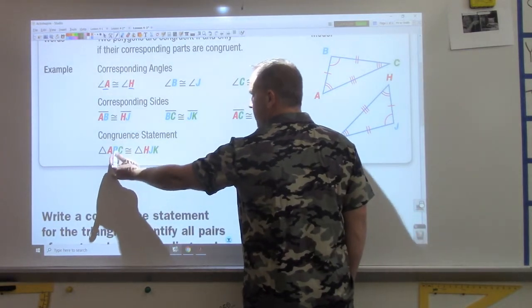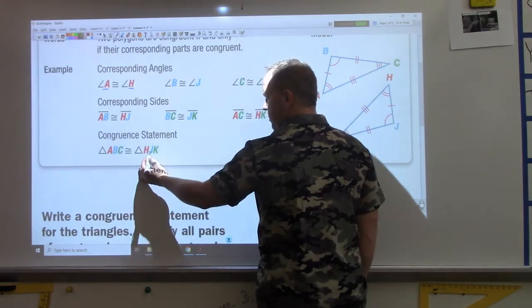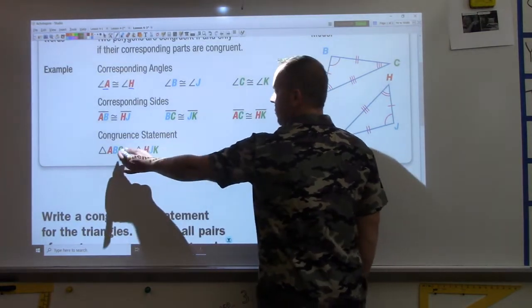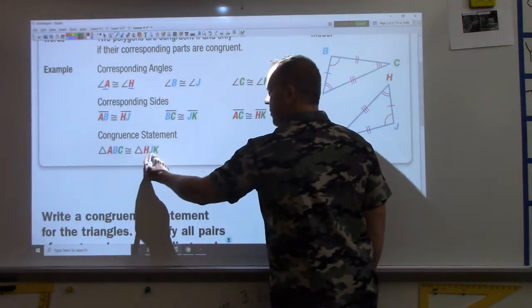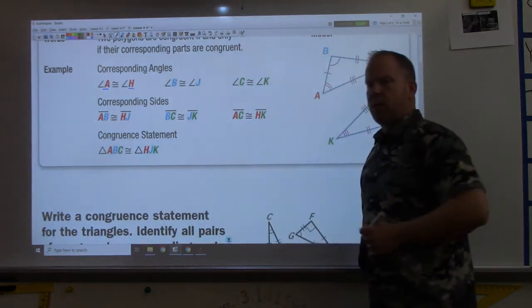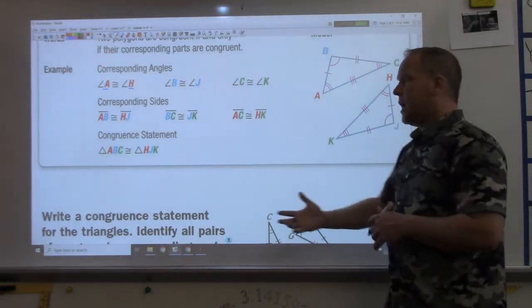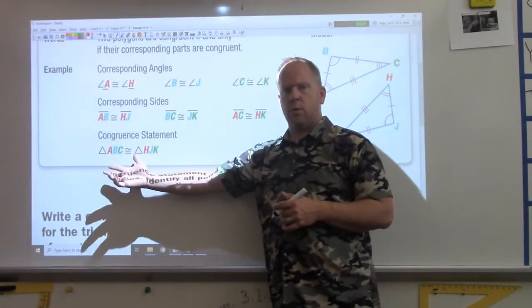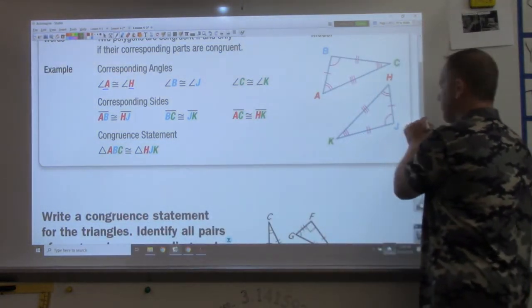Then A went to B. B corresponds to angle J, so since B is my second letter, J has to be my second letter. And of course, lastly, C was congruent to K, so since C is the last letter, K has to be the last letter. That way, if we're talking about congruent polygons and I don't have a diagram to look at, I know from this statement what the corresponding congruent parts are. Okay? Let's look at an example here.